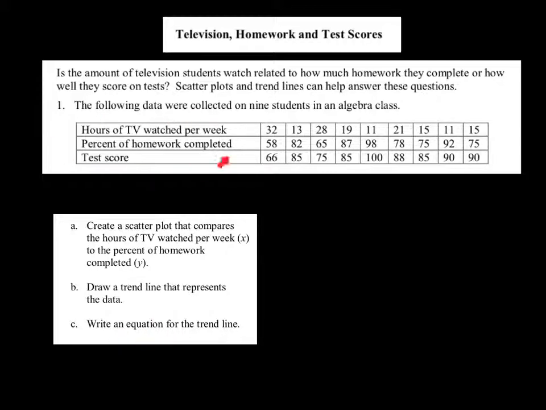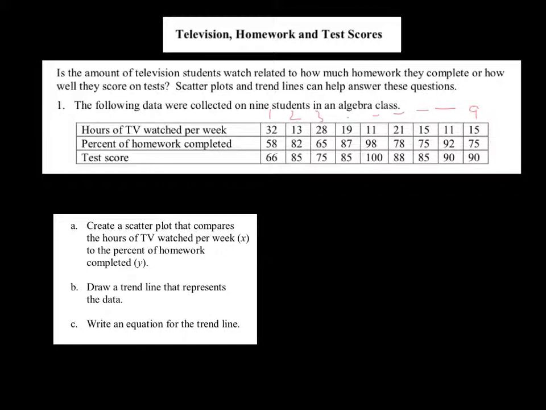And here's the data. The data has to do with hours of TV watched per week, percent of homework completed, and the test score. So the question says, is the amount of television that students watch related to how much homework they complete or how well they score on tests? The following data were collected on 9 students in an algebra class. So this is student 1, 2, 3, and so on down to student 9.